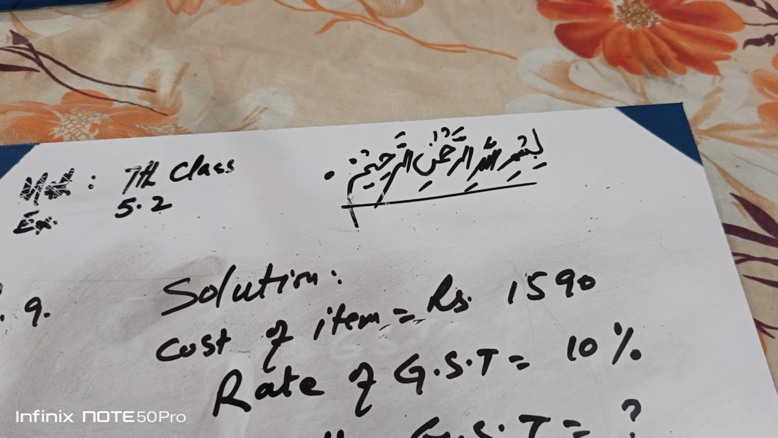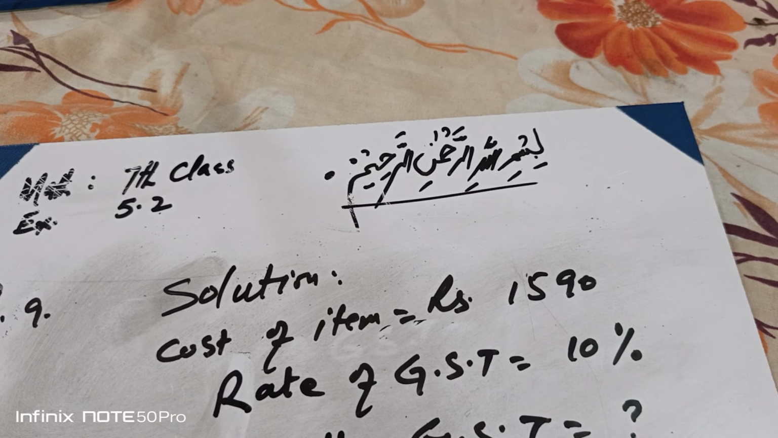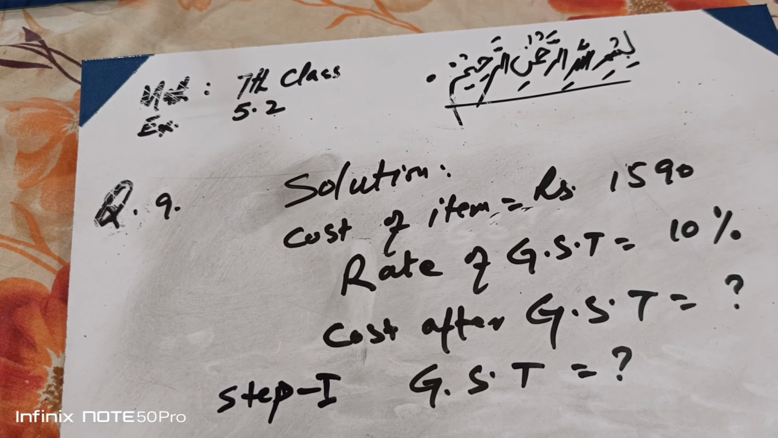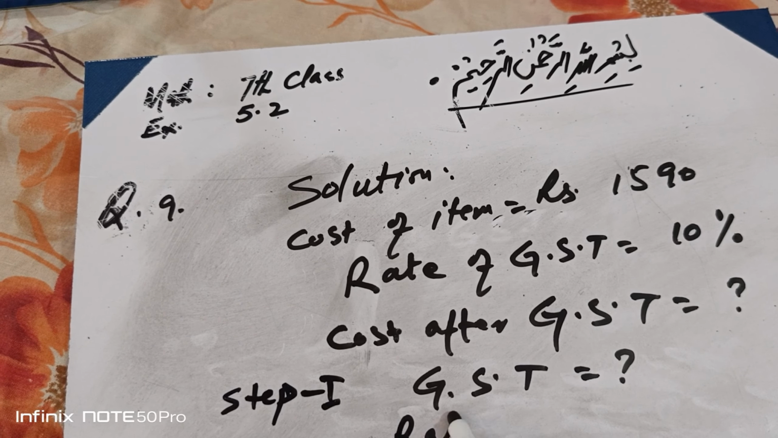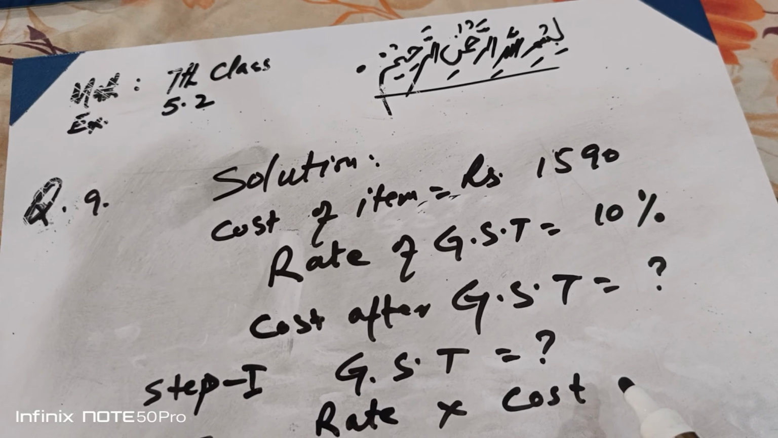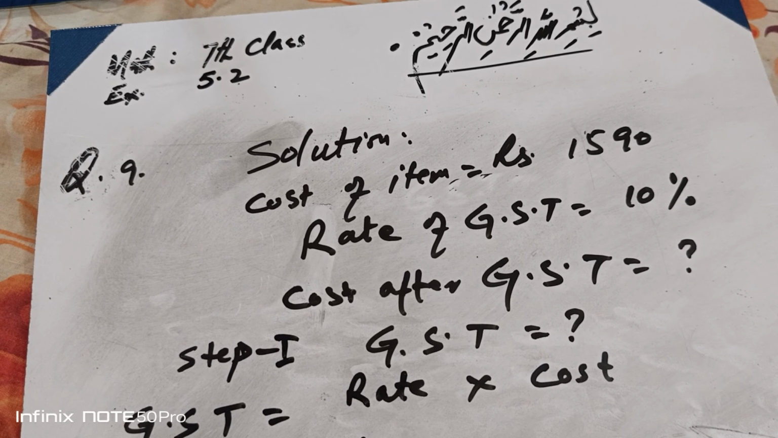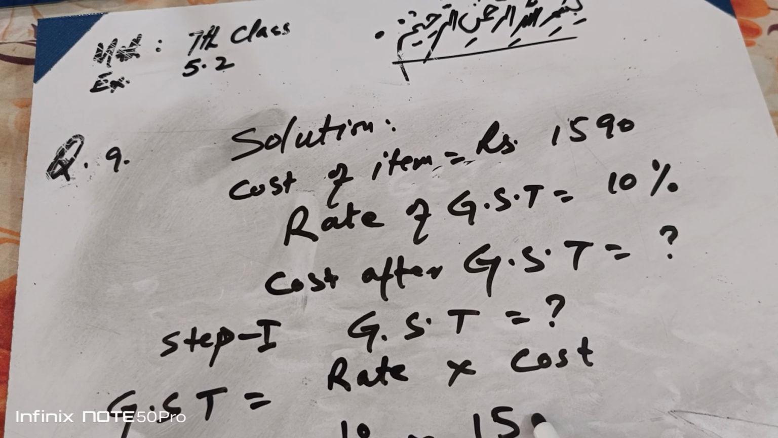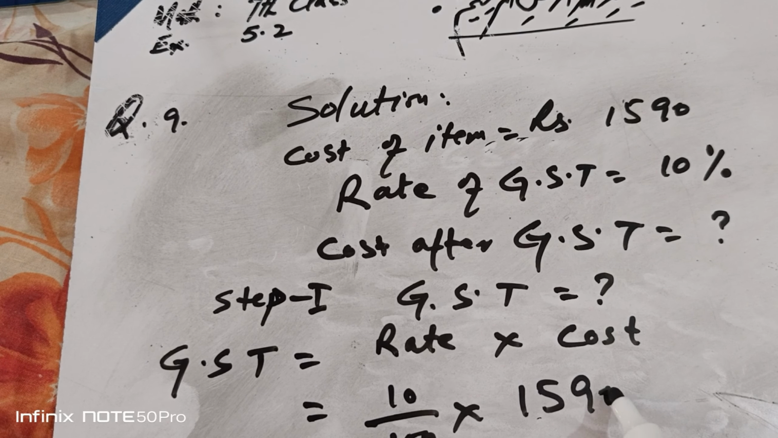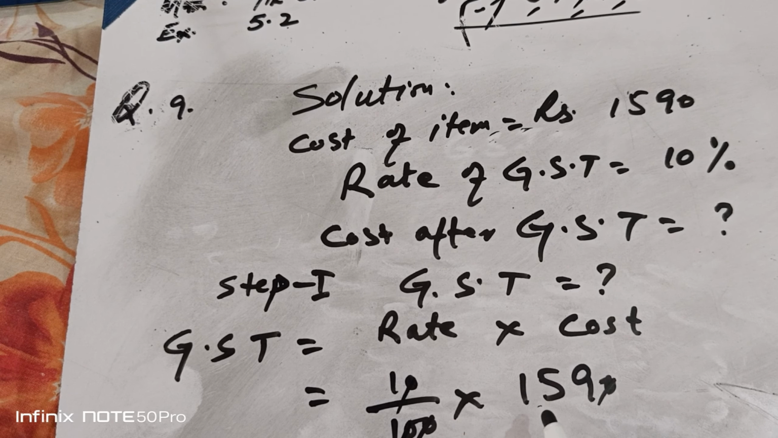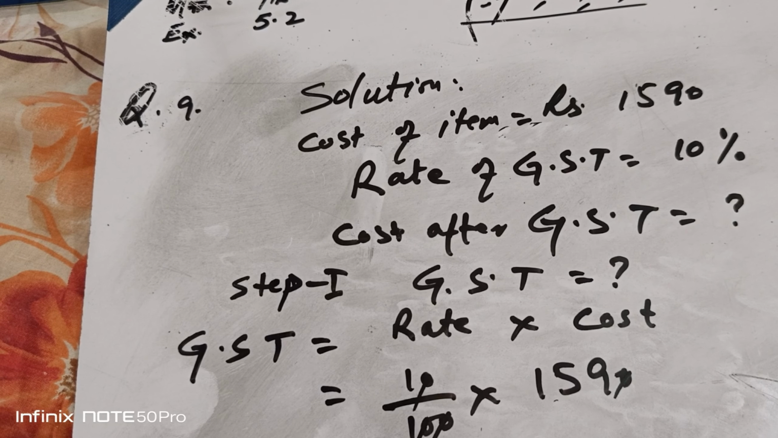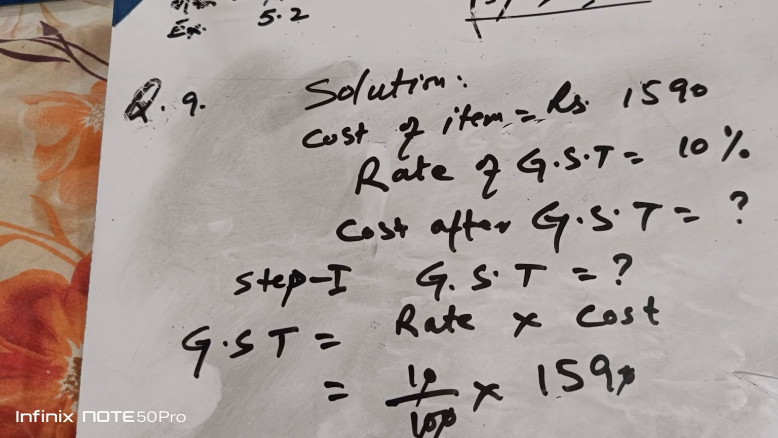So we have to find cost after adding the GST, and first we have to find the amount of GST. This question will be in two steps. In step one, we will find GST amount. Rate is given, so we can say that GST is equal to rate into cost. So rate is 10%, 10 out of 100, and cost is 1590. We can cut this zero by this and this zero by this. So only we can say that 159. Yes, this is GST amount, rupees 159.